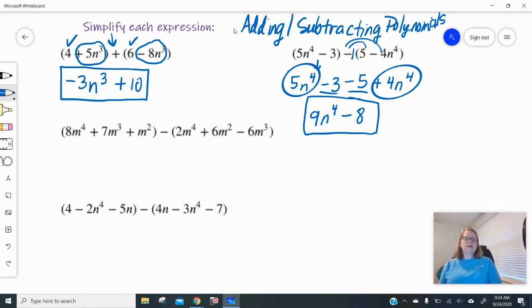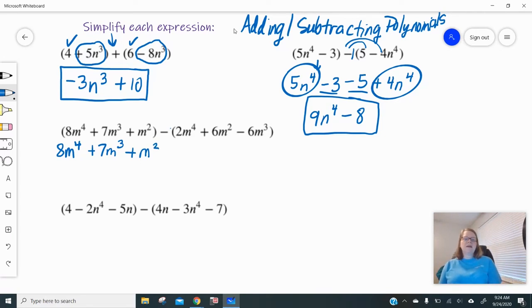The same idea here. We've got a set of parentheses, and there's nothing in front of it, so there's nothing to do to clean that up or to simplify it. I'm just going to bring it down. Copy, bring it down, exactly like it is.